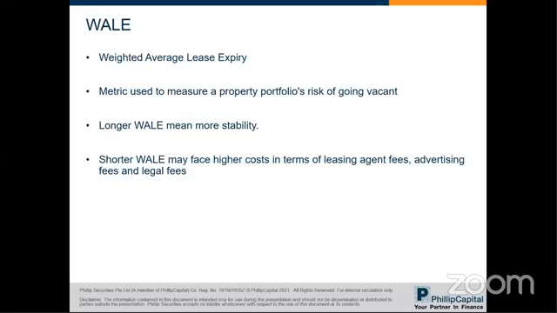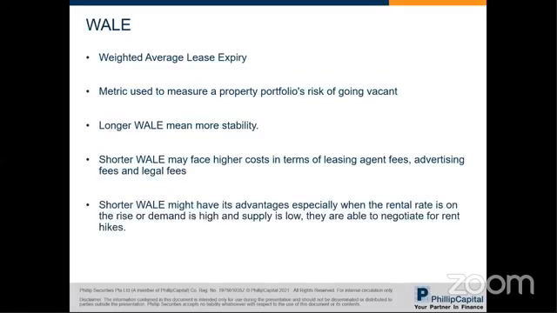So let's say we have REITs A and B. REIT A maybe has 5 years, but REIT B maybe 1 year. So you can see that for REIT B, the average tenancies will be expiring in 1 year's time. So in this case, constantly, let's say after the lease expires, the tenant decides to move out, then you have to find a new tenant to replace this space. So all this will have high costs in terms of leasing fees, advertising, and legal fees.